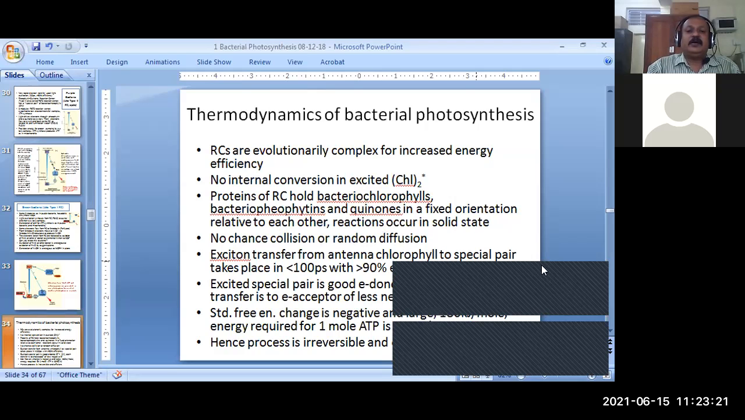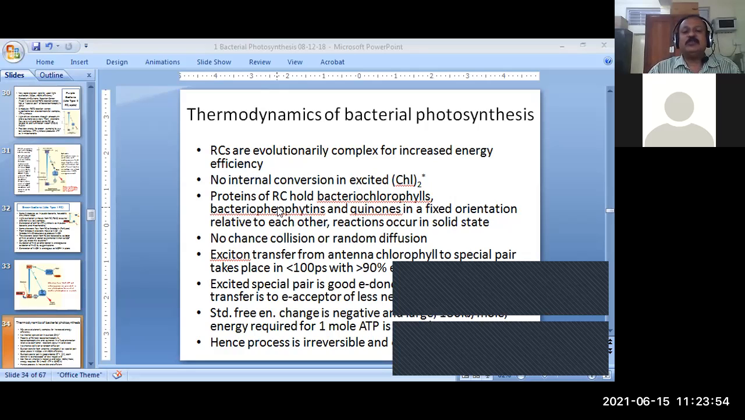There is no internal conversion in the excited chlorophyll molecules. That is to say that energy cannot be wasted. Energy is not lost. The electrons are not going to go anywhere randomly. They are supposed to go to the desired place only, to the electron acceptor, which is subsequently placed in the chain. So the electron is not going to go anywhere else. That kind of thing is ensured in the photosystems.